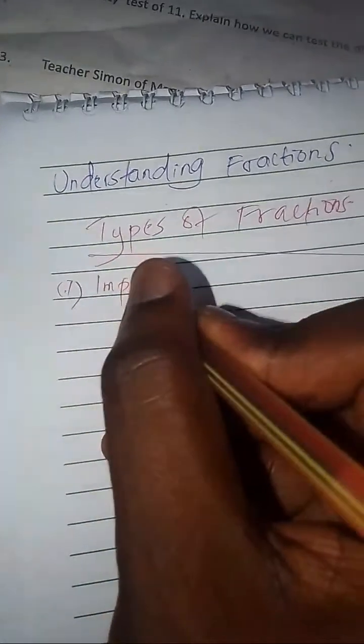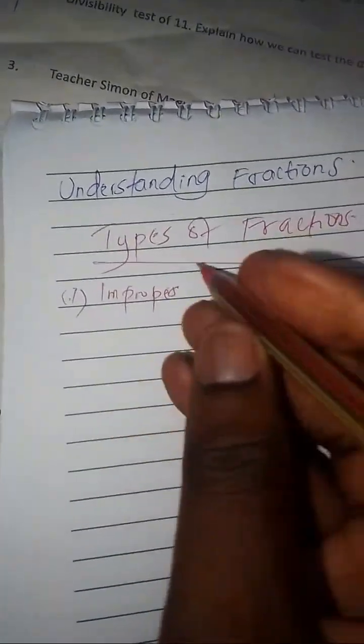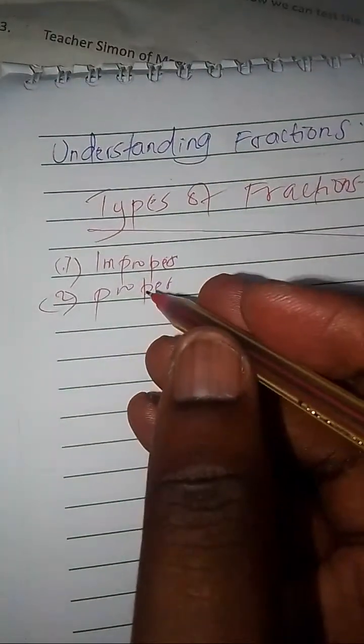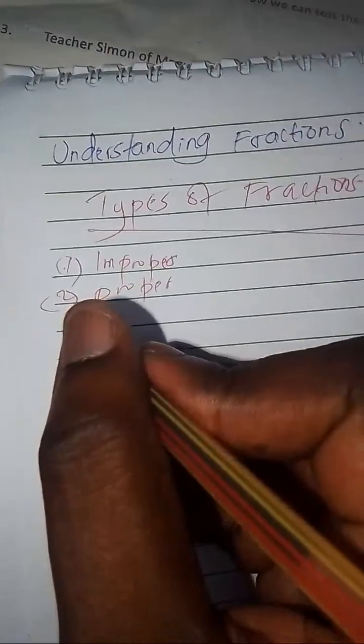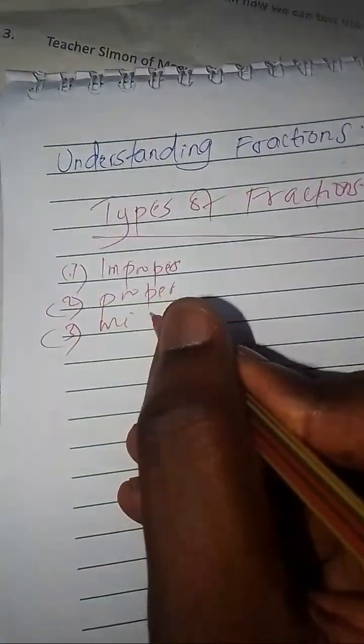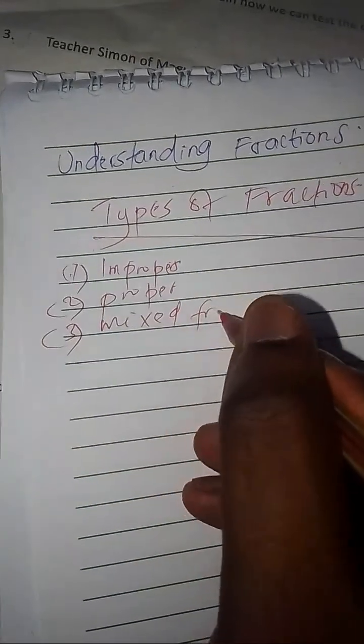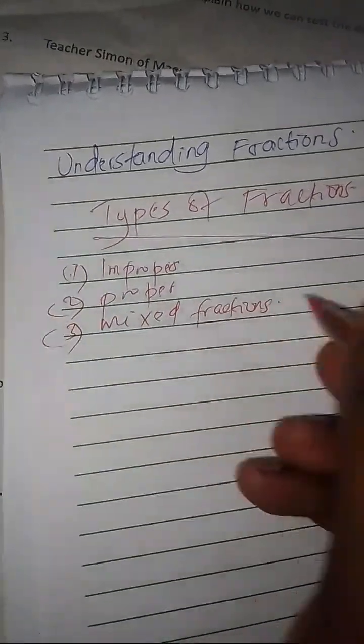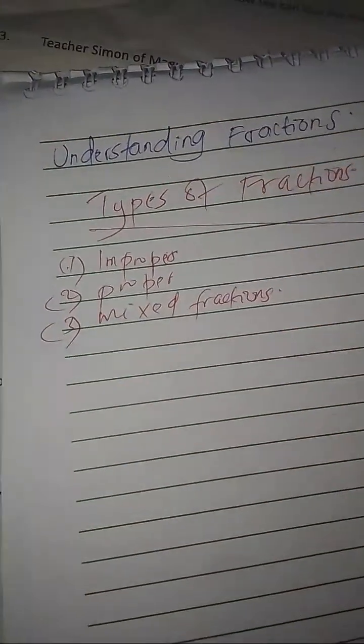So the first type of fraction is the improper fraction. The second one is the proper fraction. Then the third one, another type of fraction, is the mixed fraction. So these are the types of fractions that you usually have.